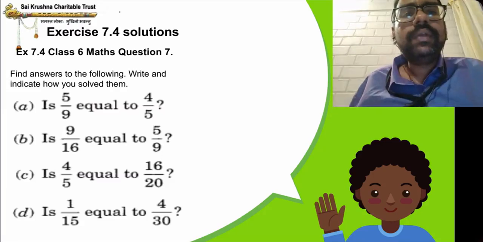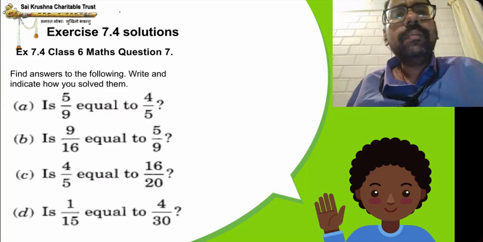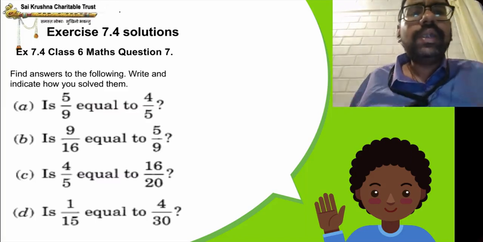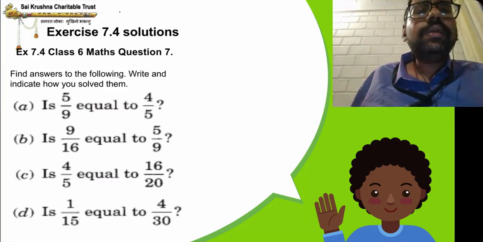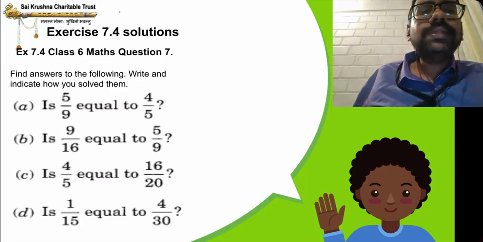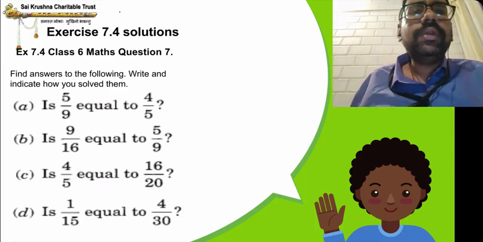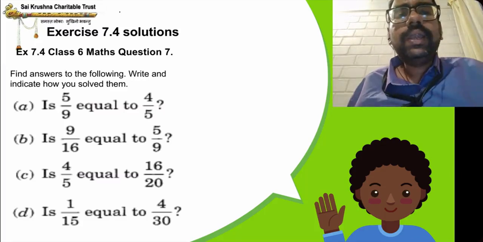Is 9 by 16 equal to 5 by 9? Is it equal? Do the same procedure, children. Numerator 1 into denominator 2 equal to denominator 1 into numerator 2. So, numerator 1 is 9, into denominator 2, 9. 9 into 9 is 81, equal to denominator 1 into numerator 2. So, denominator 1 is 16, into numerator 2, 5.